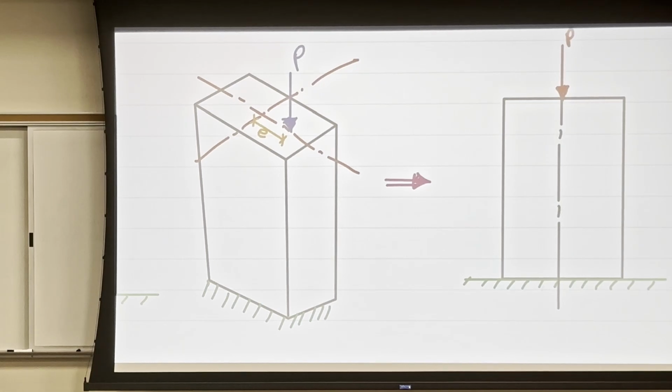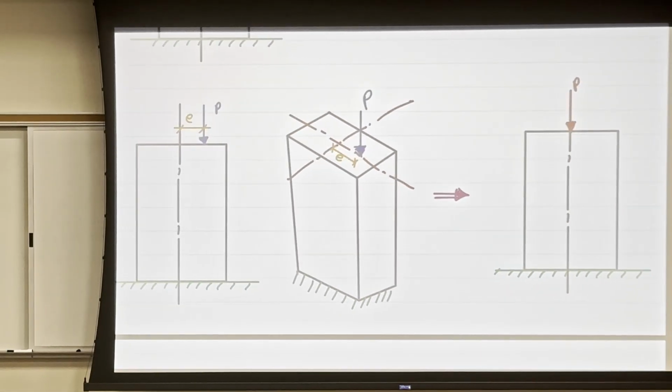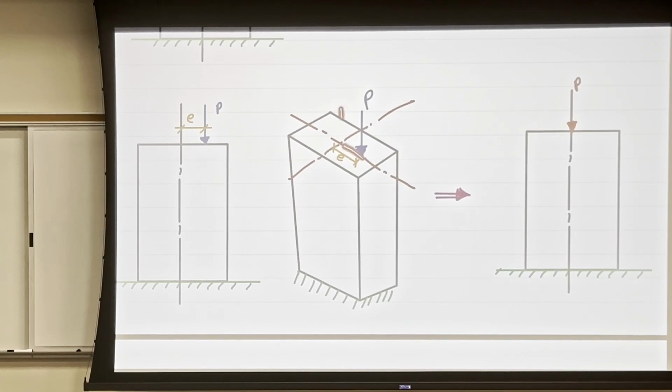So we don't deal with eccentric load. Instead, when you see an eccentric load, you take the effect of eccentric load by moving the load to the middle in addition to the bending moment. So I'm going to put this bending moment, which is equal to P times E, and that's the bending moment.